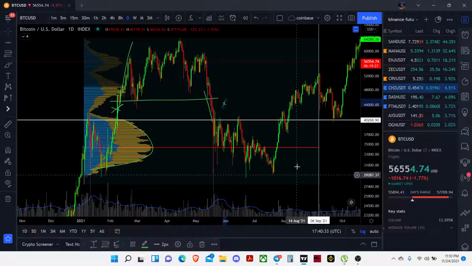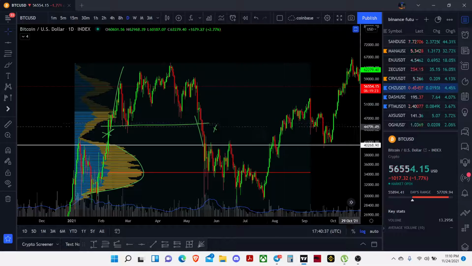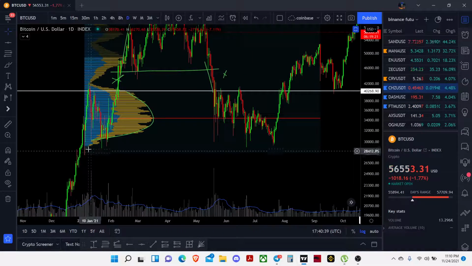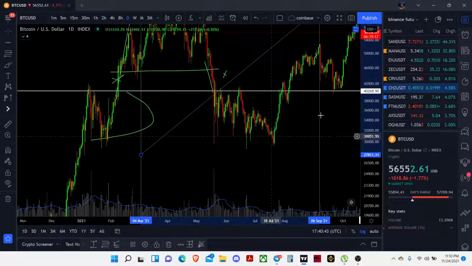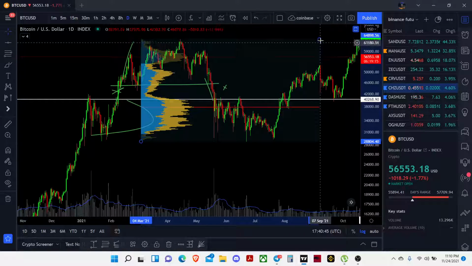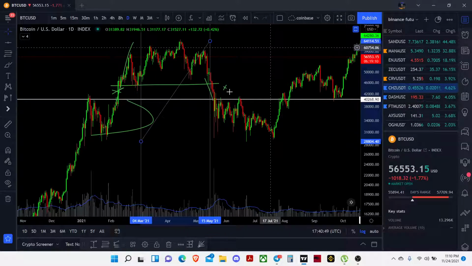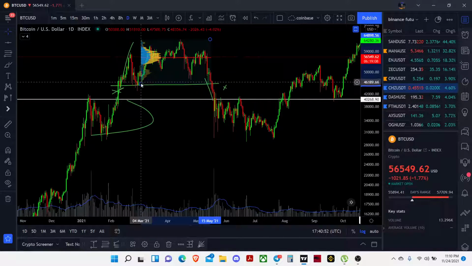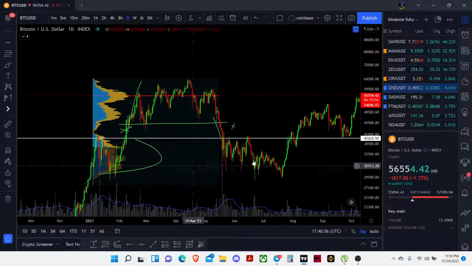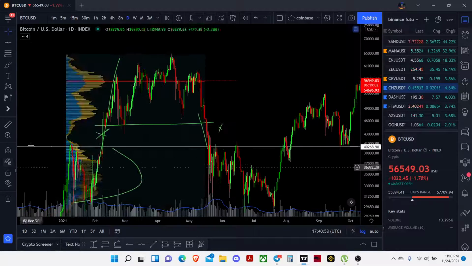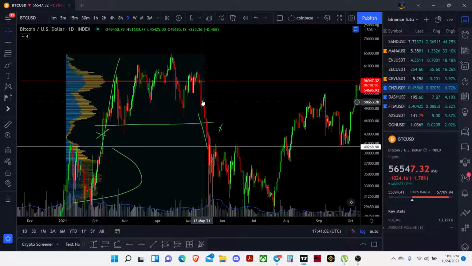So if you take this one from here to here, the candle which came before the dump actually happened, you can definitely see the volume node over here. So that's why it passed through that very easily and quickly.